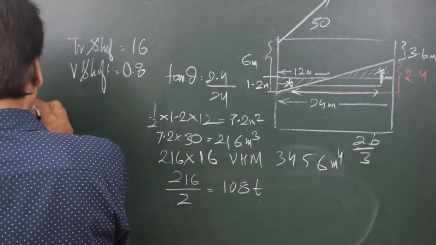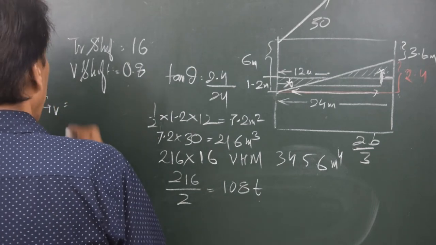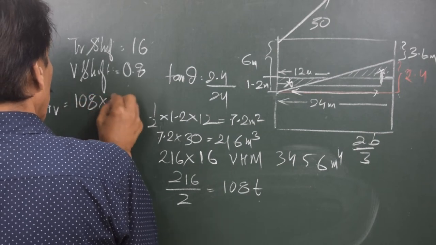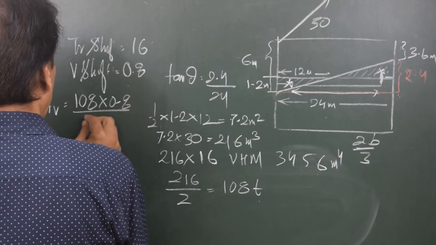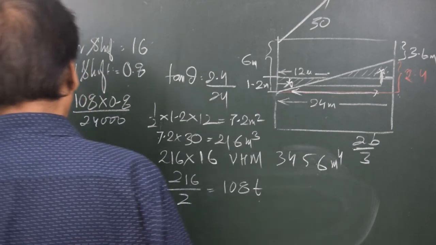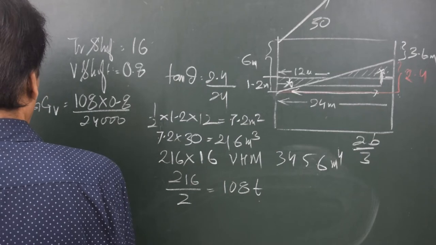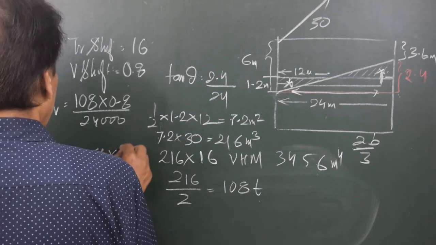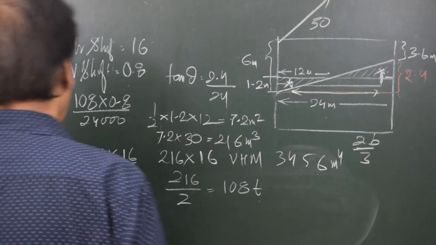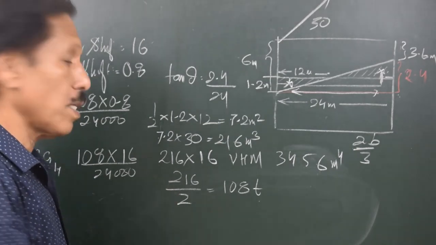So the ship's center of gravity will shift vertically upwards by an amount equal to 108 into 0.8 divided by 24,000. Suppose we say that the final displacement is 24,000. And the shift of center of gravity horizontally would be 108 into 16 divided by 24,000. So there is a shift of ship center of gravity transversely and vertically by this amount.